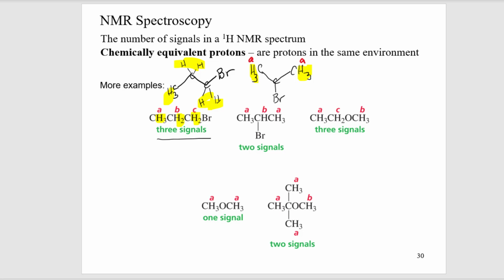Then there's one hydrogen in the middle, and there's nothing else like it. That hydrogen is on a carbon with the bromine on it, and there's no other hydrogen like it on the molecule, so we're going to call it B. So you would see two different signals, signal A and signal B, for that molecule.